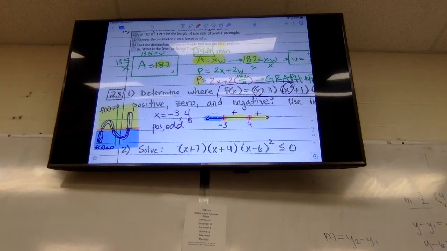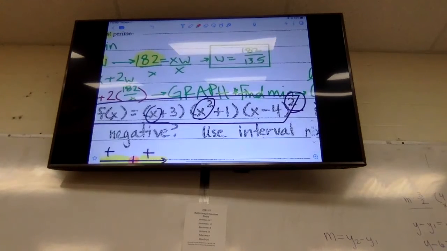The odd part. So I just count my X's. I have one X here. The next one is squared, so that means I've got two more X's, so I'm up to three. And then this guy is also squared, so I've got two more, which is one.